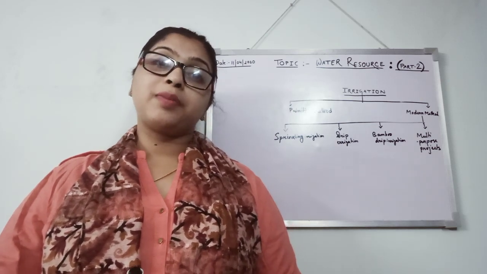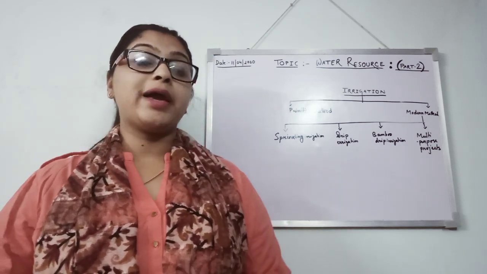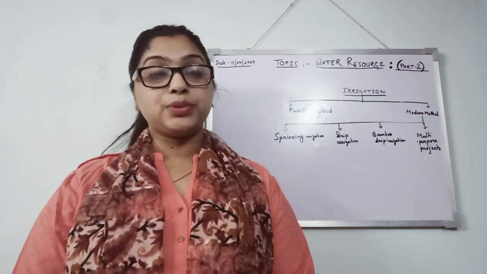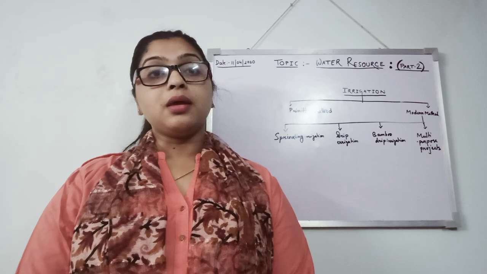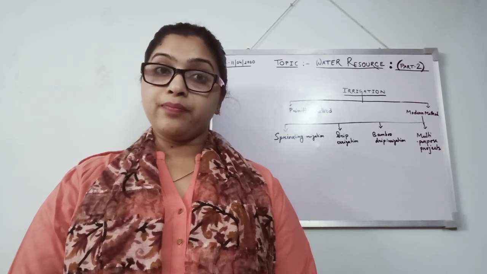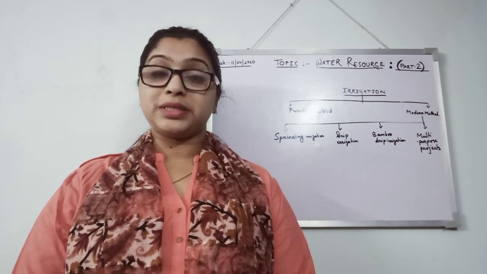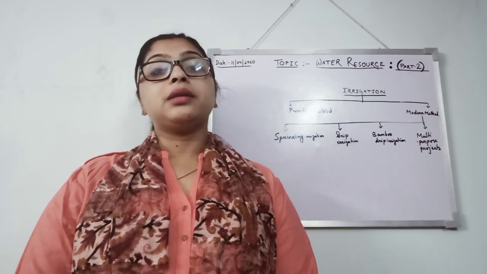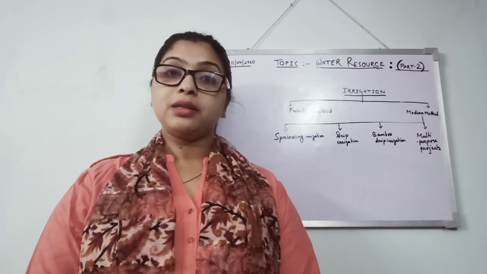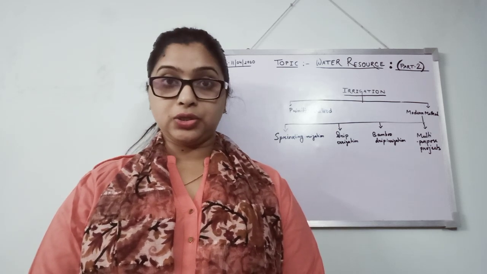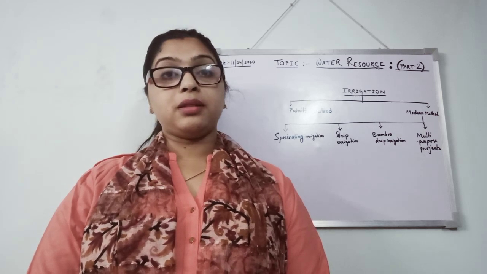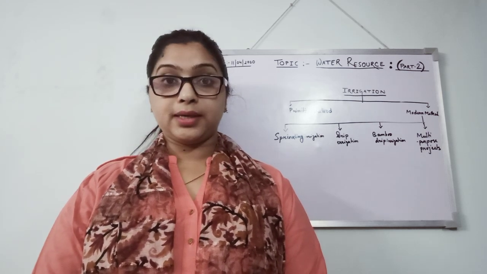In my first part of water resource, I have explained the basic conception of water resource in India, then why irrigation is necessary in our country, which is an agriculture based country, and different methods of irrigation. Among these, I have explained the primitive methods of irrigation. Now, I am going to explain the modern methods of irrigation.